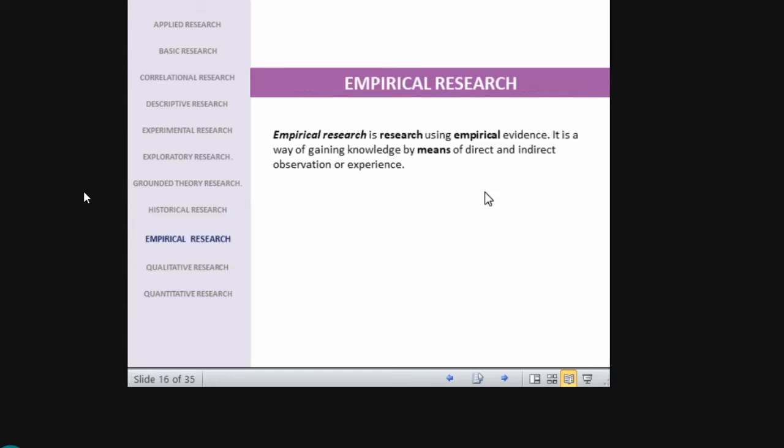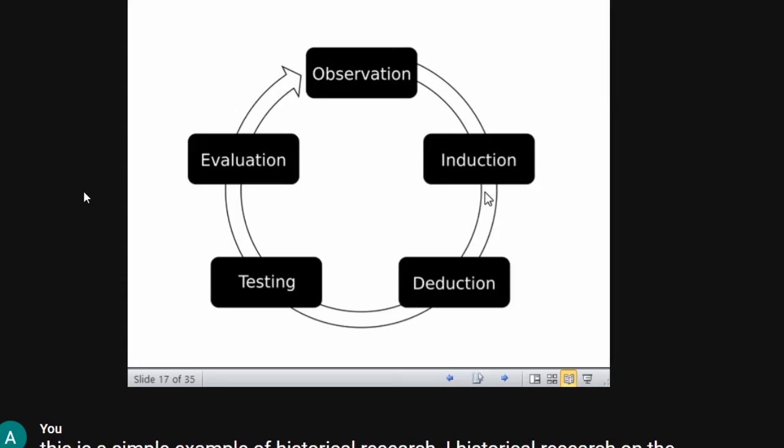So empirical research is using empirical evidence based on observation and experiments. It is a way of gaining knowledge based on observation and experience. It is a cyclic process, involving both induction and deduction, testing, evaluation, and observation. See, these are examples of empirical research.